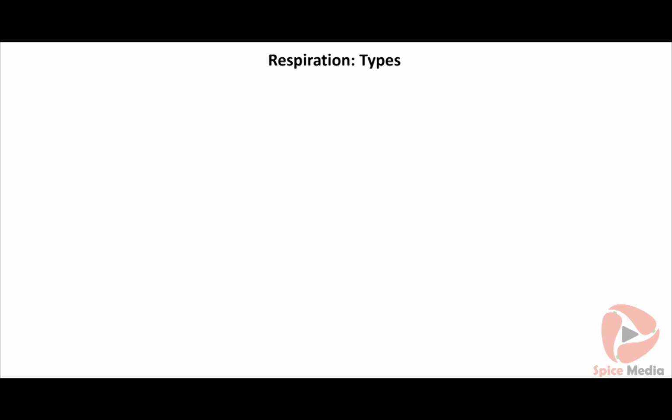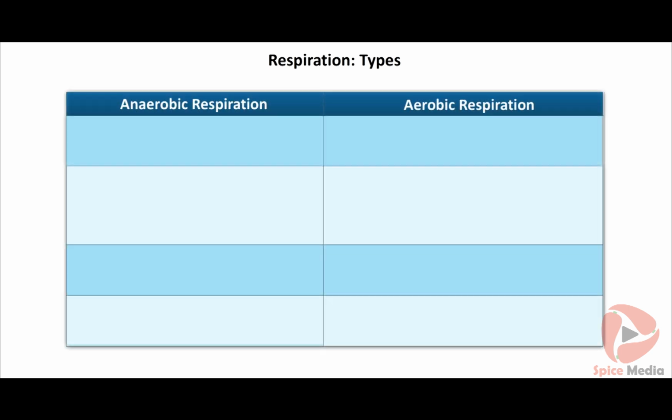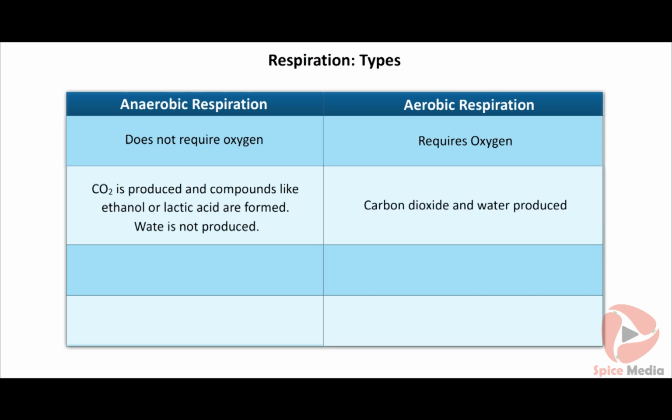Respiration is of two types. They are aerobic and anaerobic respiration. Anaerobic respiration does not require oxygen to derive energy from the food. Aerobic respiration requires oxygen to oxidize and derive energy from the food. Carbon dioxide and compounds like ethanol or lactic acid are formed during anaerobic respiration. Water is not produced. Carbon dioxide and water are produced as a result of aerobic respiration.